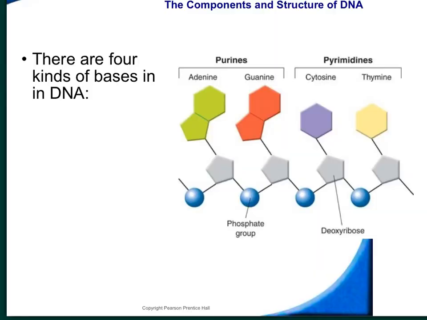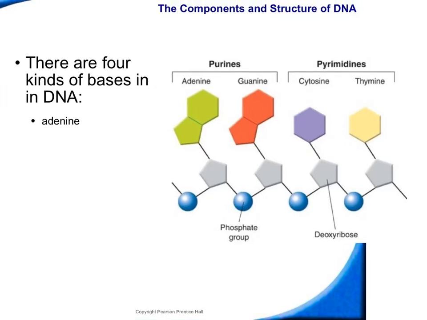Now we have the most interesting part, at least in my opinion, of the DNA molecule, and it's the fact that the nitrogen bases come in only 4 types. So for as important as this molecule is to our very existence, it's actually pretty simple when we break it down. So the 4 bases are called adenine, guanine, cytosine, and thymine.